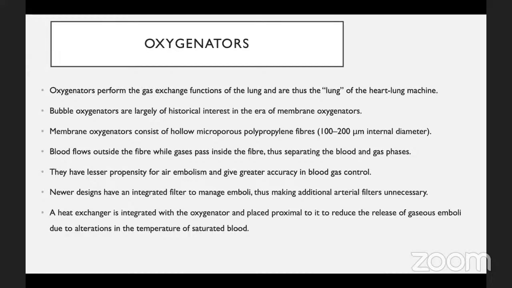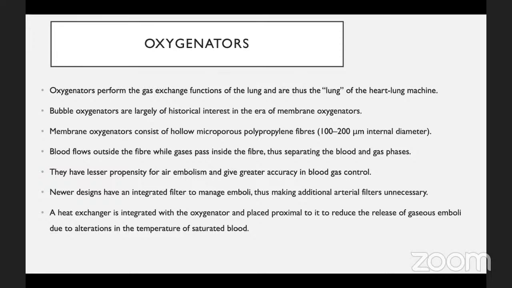The oxygenator performs the gas exchange function of the lung, so it is called the lung of the heart-lung machine. We have two types of oxygenator: the bubble oxygenator, which is largely of historical interest, and the membrane oxygenator. The membrane oxygenator consists of hollow microbore polypropylene fibers, about 100 to 200 micrometers internal diameter. The blood flows outside the fiber while gases pass inside the fiber, so there is separation of the blood and gas phases. They have a lesser propensity for air embolism and give greater accuracy in blood gas control.